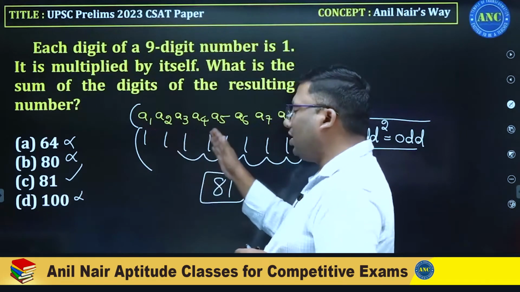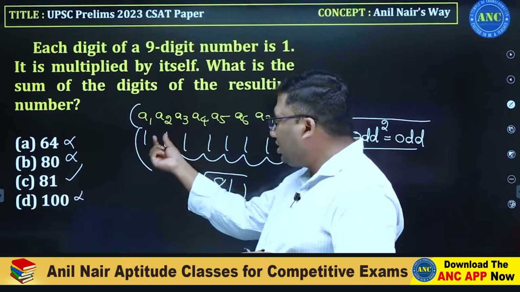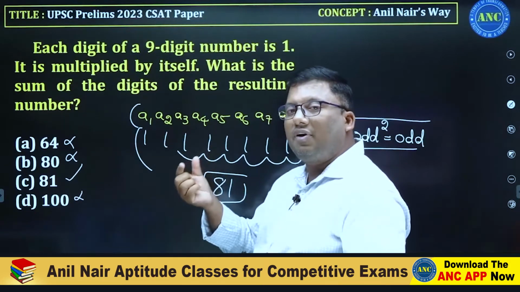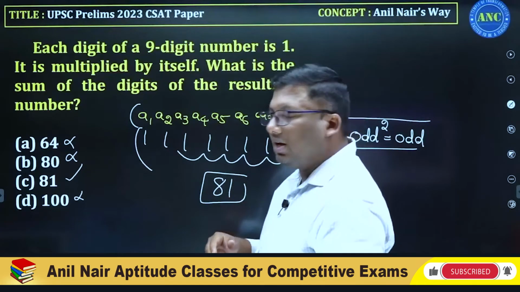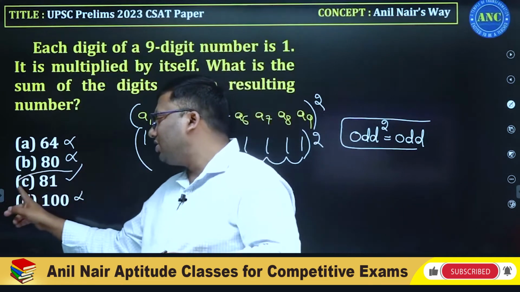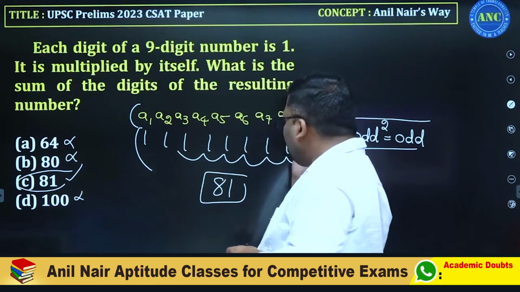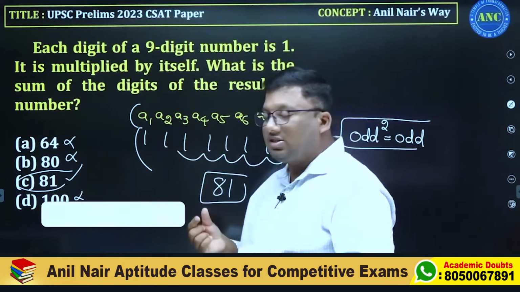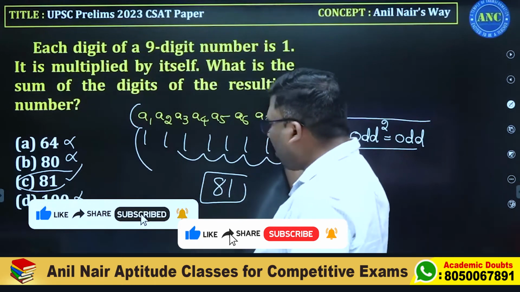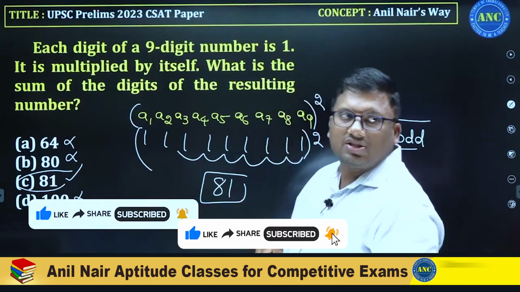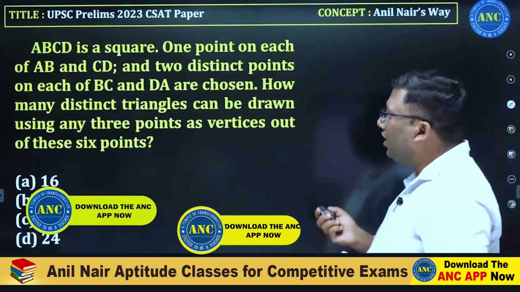So 1 plus 1, an odd number of digits, where each digit is 1. Each digit is odd. If I add an odd number of odd digits, I will get odd. An odd number squared is an odd number. Answer for this question is 81. Each and every digit is odd. Like that, 9 digits are there. 9 is an odd number. Odd added an odd number of times is odd. Odd squared is odd. Answer is 81. I hope the idea is very much clear.